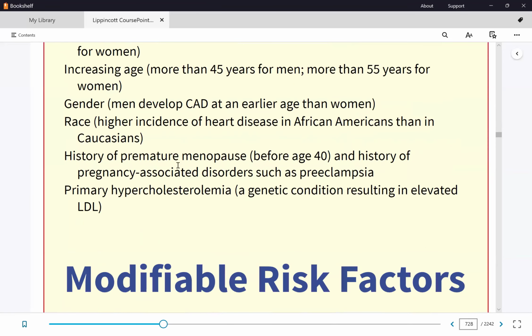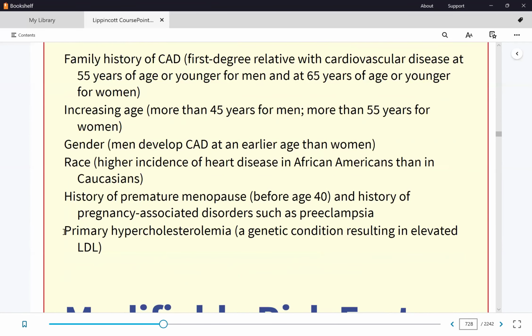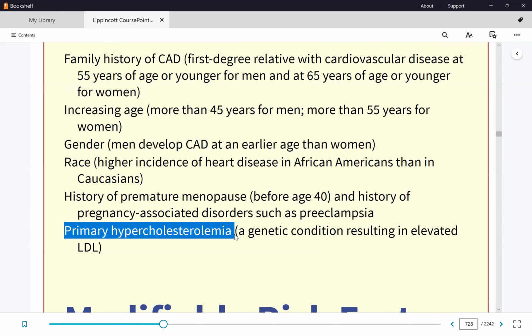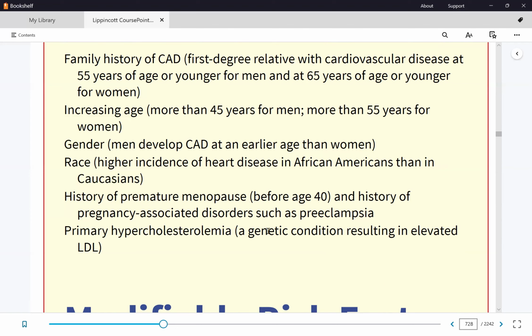Now, of course, primary hypercholesterolemia is included here because cholesterol is not only influenced by your diet, but also by genetics. Say for my family, for instance, all of us have high cholesterol. I have a brother who's vegetarian, and he still has sky high cholesterol, right? No matter what he does, it's just how we are.